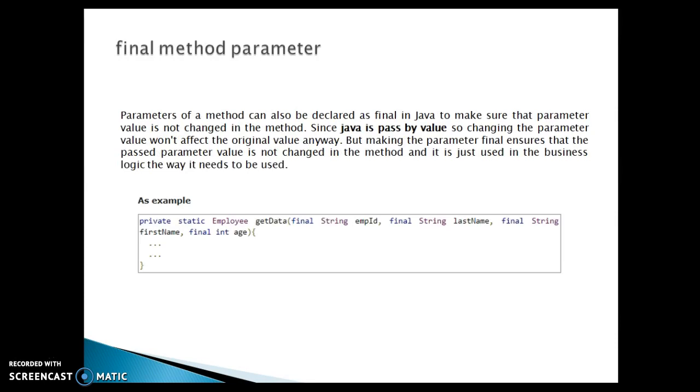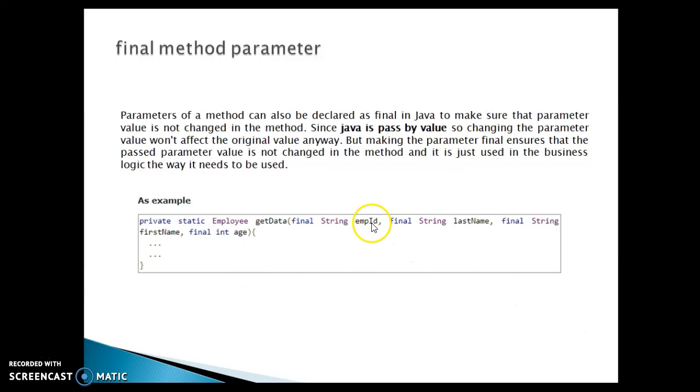Now when we talk about the final method parameter, parameters of a method can also be declared as final in Java to make sure that the parameter is not changed in the method. Since Java is pass by value, changing the parameter value won't affect the original value anyway, right? And those things we have already seen in past videos. But making the parameter final ensures that the passed parameter value is not changed in the method, and it is just used in the business logic the way it needs to be used, right?